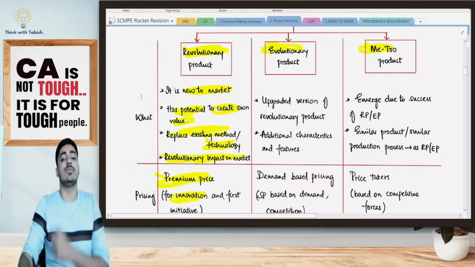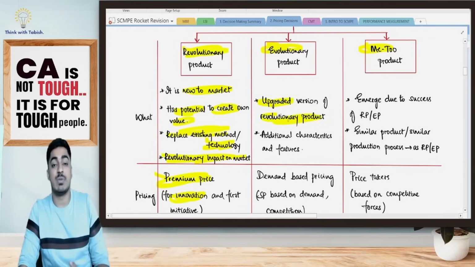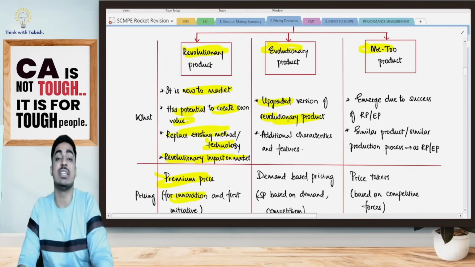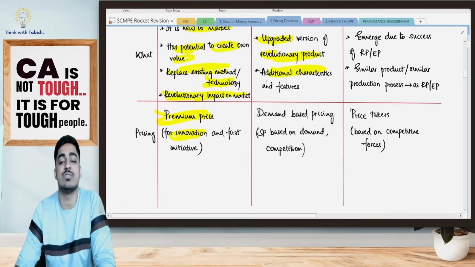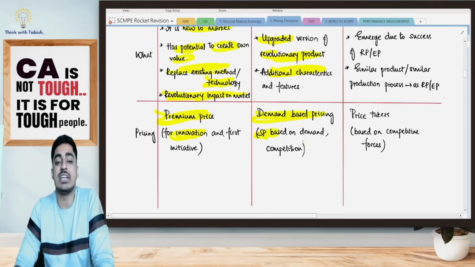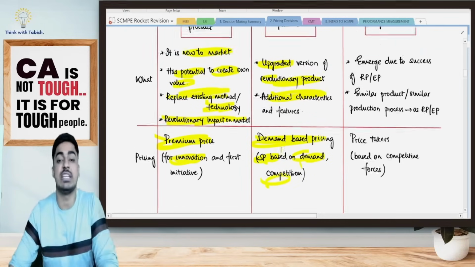Evolutionary product, what is it? It is the upgraded version of a revolutionary product. Based on Apple, Samsung came up with its smartphones. Apple only is coming up with its latest version of smartphones. Upgraded version with few additional characteristics as well as features. I am going for a demand-based pricing. I will set my selling price looking at the demand as well as competition. Based on that, I'll be setting my selling price.